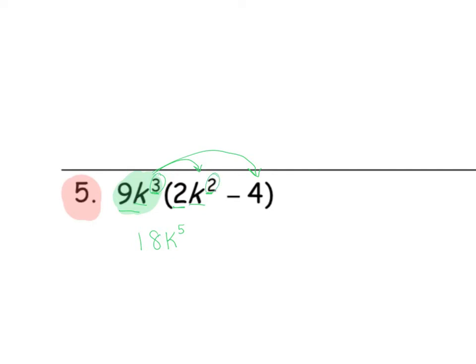I'm also going to multiply the 9k cubed by the negative 4. Again, multiply the coefficients, which gives me negative 36. I'm going to keep the base of the variable, k cubed. Is there another k on that term? No, so I'm just going to write down k cubed.